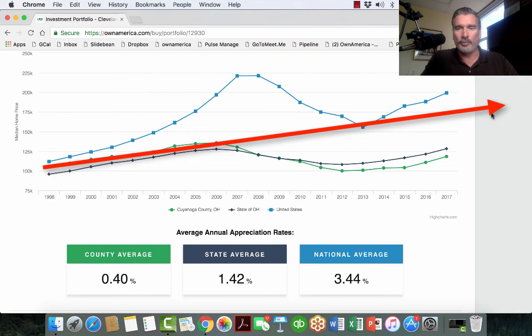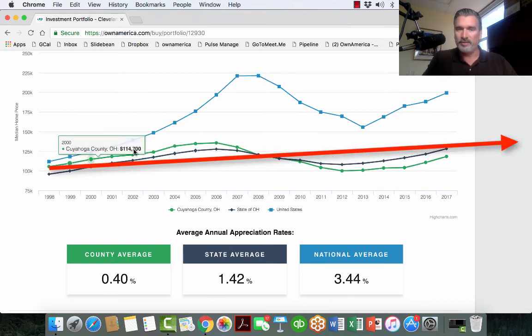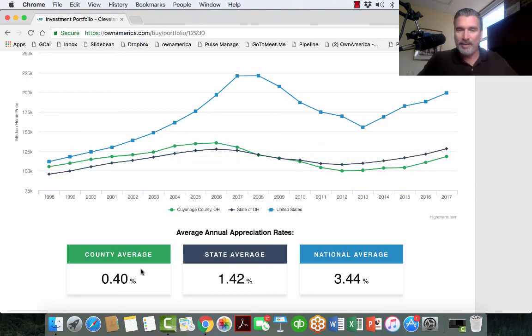I'm not saying that's where we're going to end up, but I am saying that this lift right here is real. I think it's going to continue. And over time, you'll look at this line and you'll see that this little juke right here was something that corrected itself. And I think we're going to see a better appreciation rate. So what does that mean?